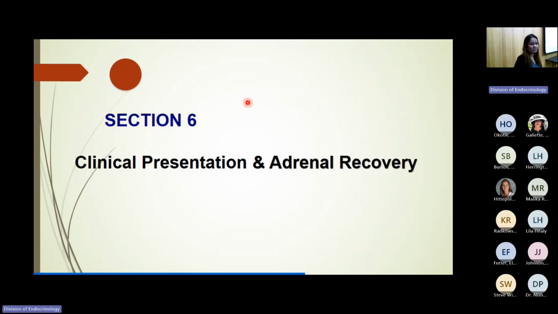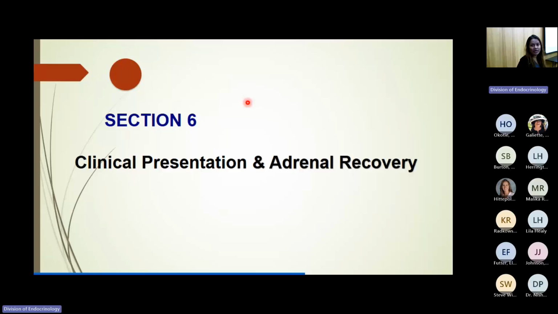That brings me to section 6, clinical presentation and adrenal recovery. In our patient, the clinical presentation of these patients is very generalized. They can present with any signs or symptoms, anywhere from GI bleed, septic shock, or just headache, fatigue, hypotension, anything. So that's very important to pay attention to whenever we are evaluating a patient.